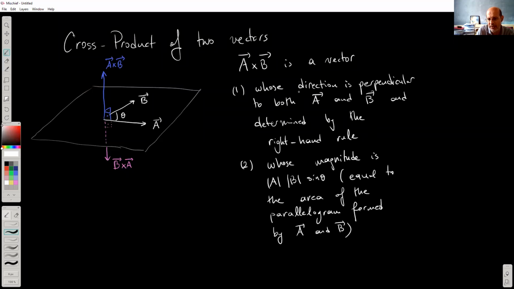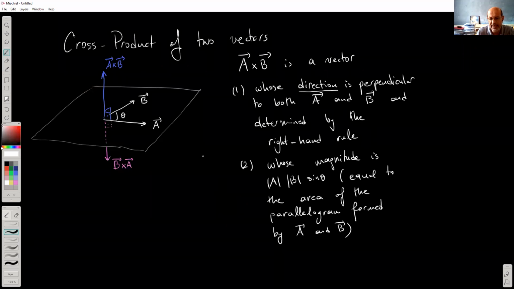So A cross B is a vector where the direction is found by the right-hand rule, but in particular, it's perpendicular to both A and B. There are two possible directions which are basically perpendicular to A and B. It's basically that direction or the other one. So to find which one it is, we need to use the right-hand rule, right? That's just a convention. We just define the cross product in such a way that it follows the right-hand rule. Okay.